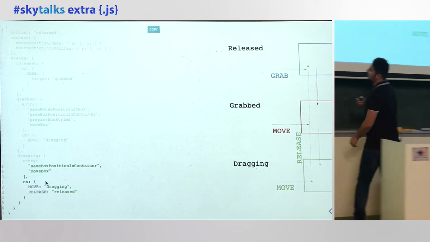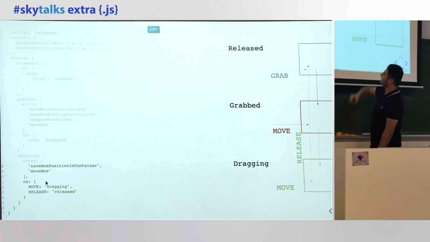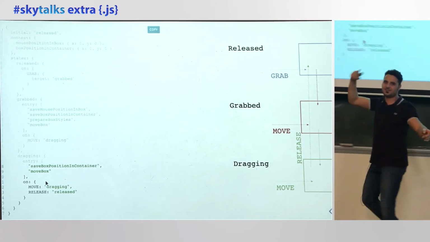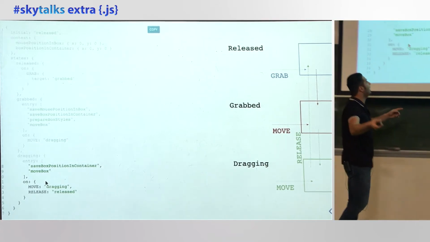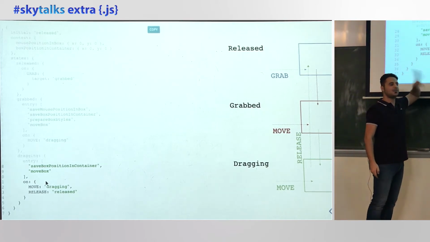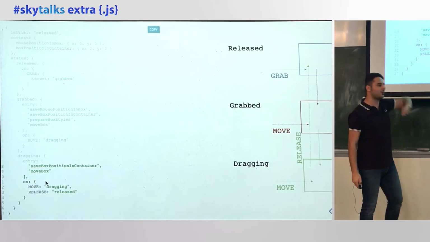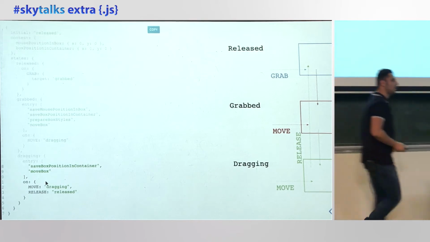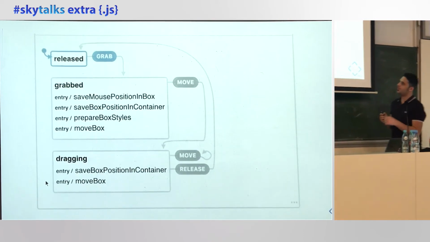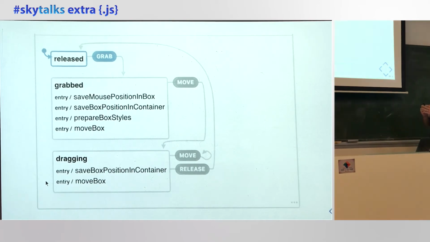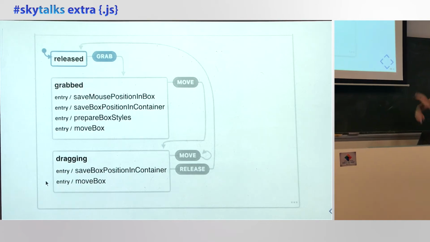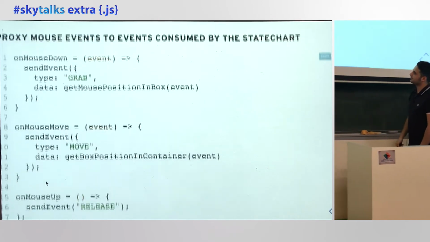And on the next step, you can say that if it's dragging, as long as I'm dragging, save the current box position inside the container, save it and update it all the time, and move it. And only when I get released, when the mouse is up, go back to release and forget about everything. That's the whole model of an interactive dragging box in the container. And if you want to visualize it, there's a built-in visualizer. You can see that there are 3 events, and there are 3 states, and so on and so forth.